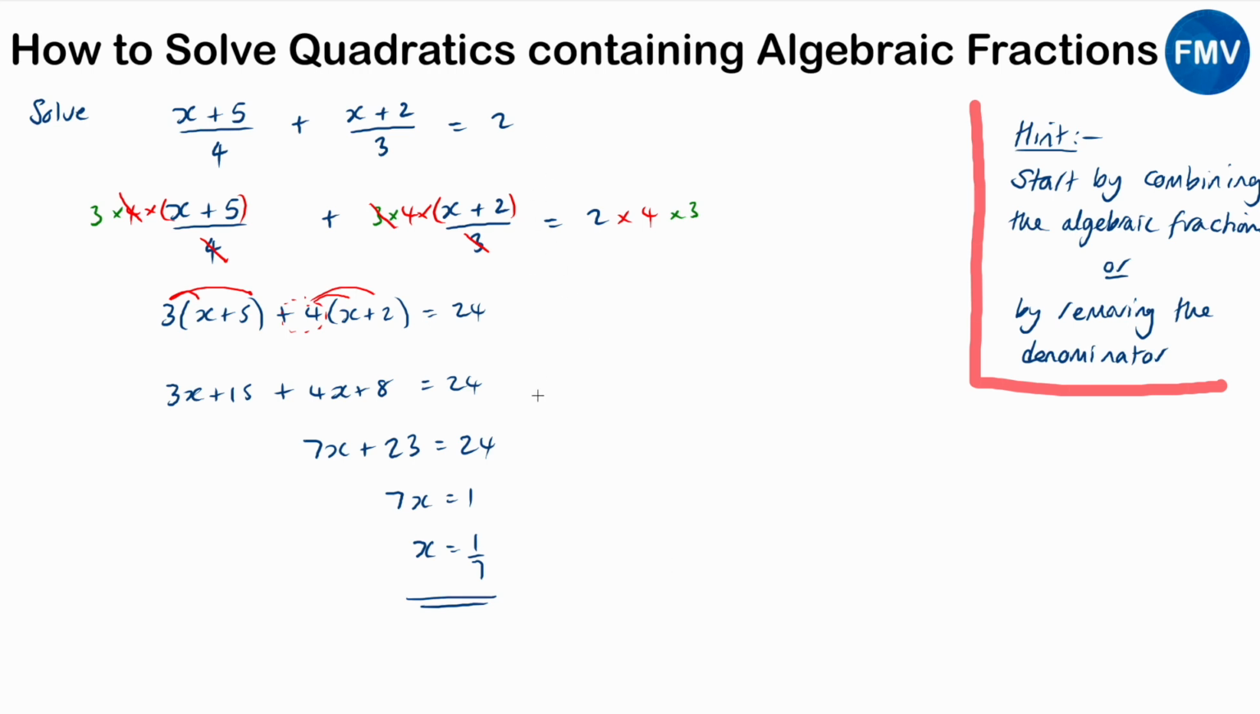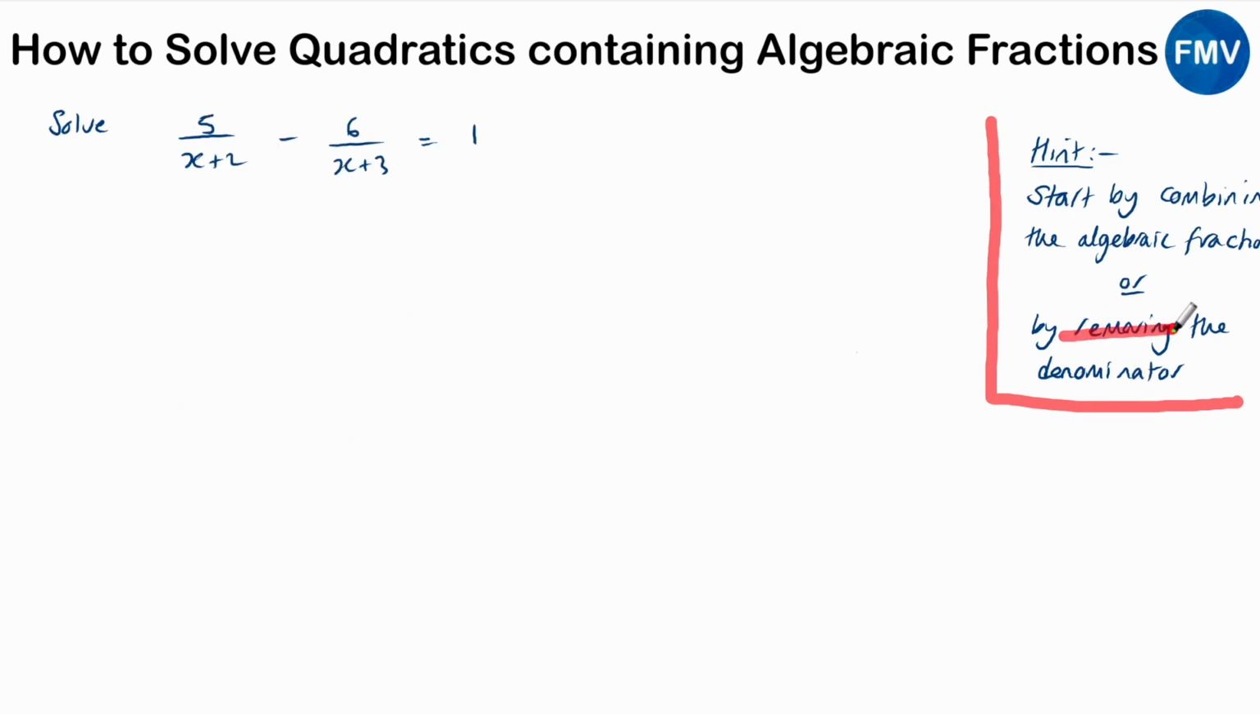In this particular case, it's a very straightforward solve. Let's have a look at a more challenging one. So on the previous example, I removed the denominator. And on this example, I'm going to combine the fractions. And what I mean by that is I'm going to have a common denominator here. So my denominator will want to be x plus 2, x plus 3. So I've brought the equation down.